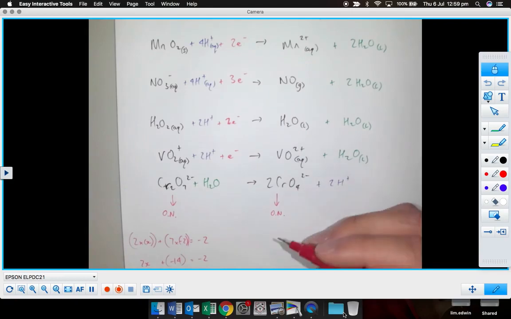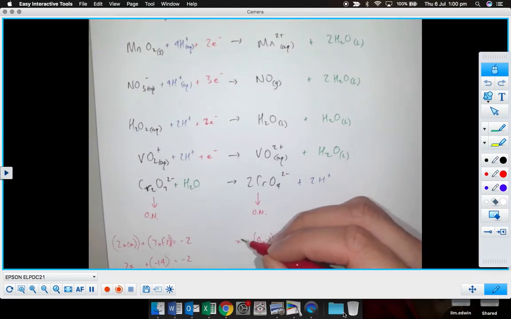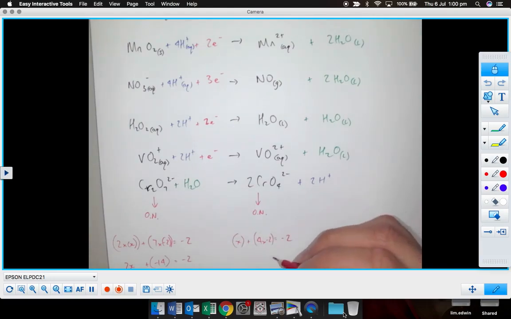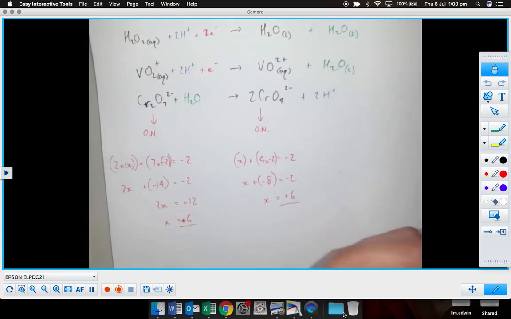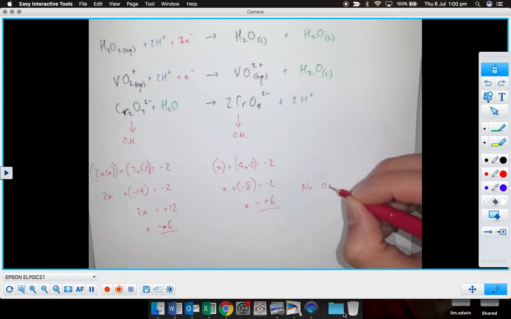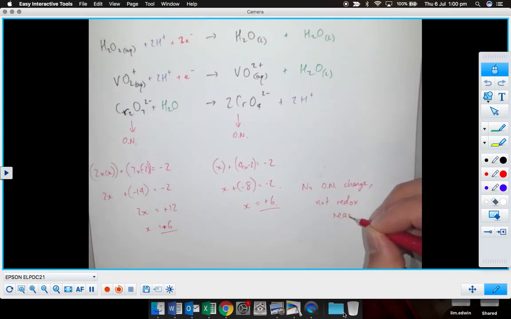Now we've got to do the same over here. -2 is equal to 4 times -2 plus one of these x's. So this is -8, and x is -2 plus 8. Again, x is equal to +6. So there's been no oxidation number change, so it's not a redox reaction. Well, let's try the next one. Hopefully that's a redox reaction.